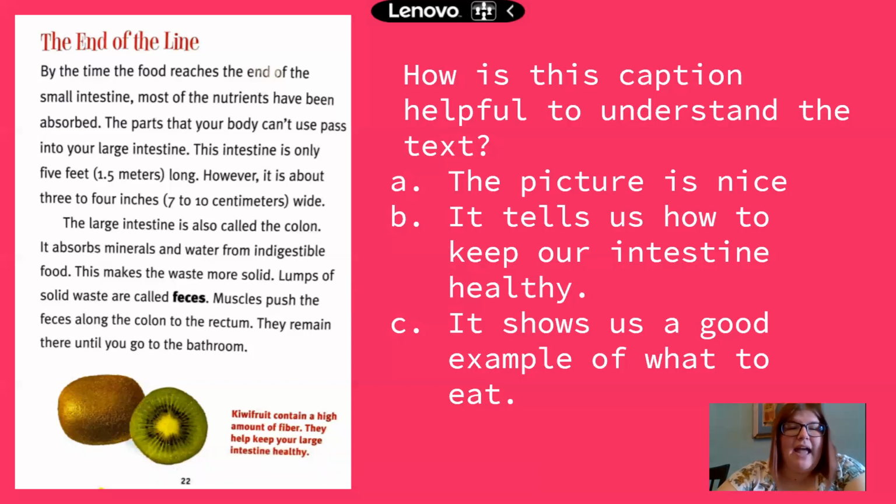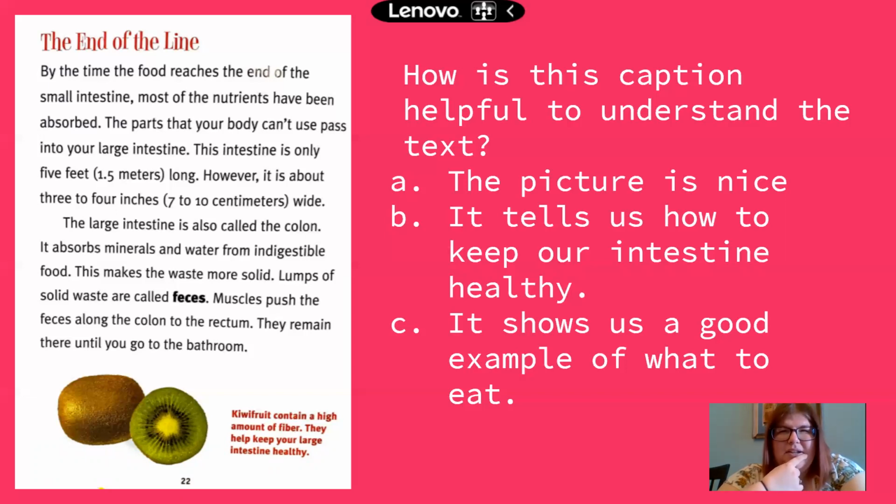So how is this caption, kiwi fruit contains a high amount of fiber, they help keep your large intestine healthy, how is that helpful to understand the text? Is it A, the picture is nice, B, it tells us how to keep our intestine healthy, or C, it shows us a good example of what to eat?